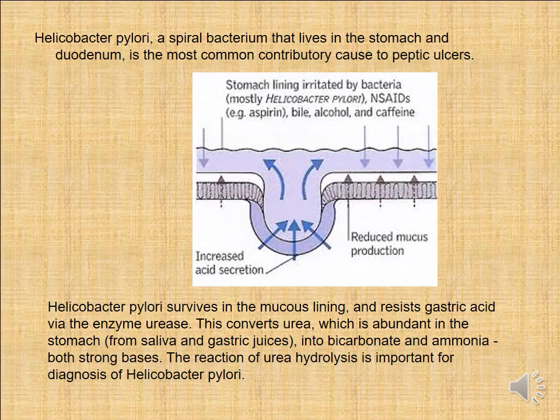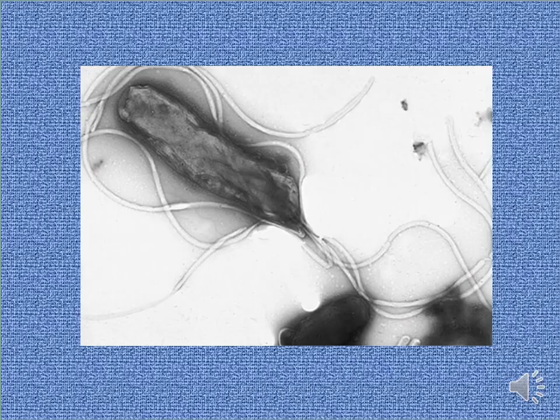Helicobacter pylori survives in the mucosal lining and neutralizes gastric acid via the enzyme urease. This converts urea, which is abundant in the stomach from saliva and gastric juice, into bicarbonate and ammonia, which are strong bases. The reaction of urea hydrolysis is important for the diagnosis of Helicobacter pylori. So the strong base produced by the enzyme urease changes the gastric acid to bicarbonate and ammonia, which leads to ulceration of the stomach.